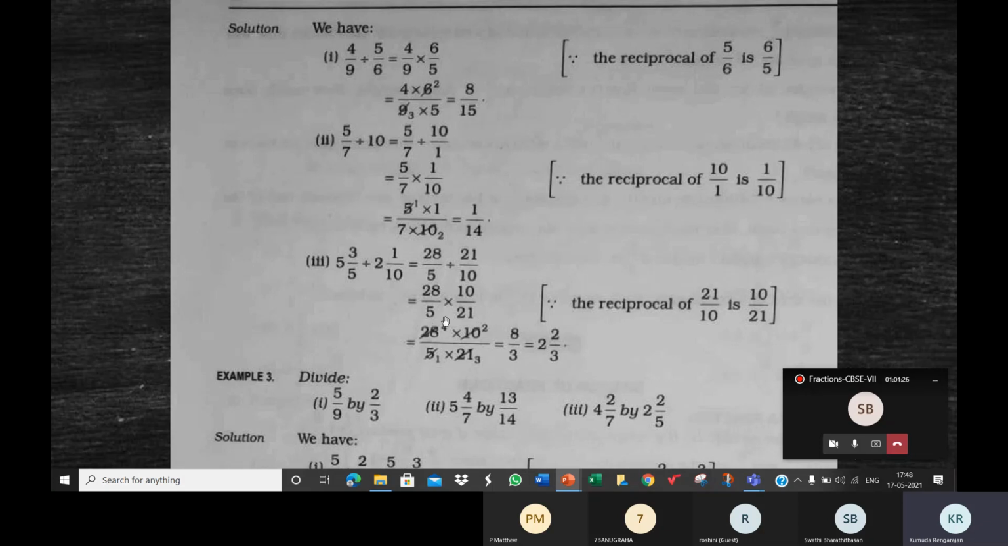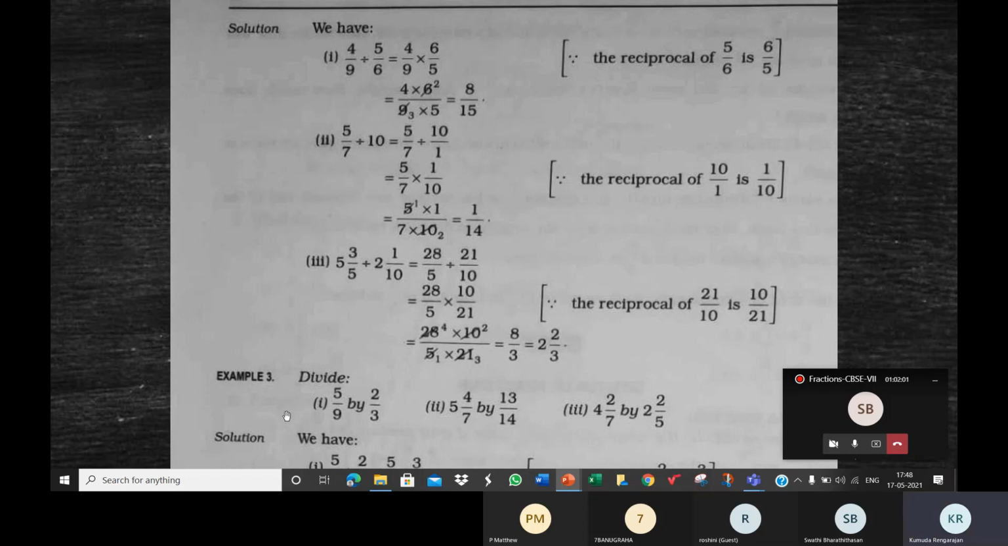You can take any number from the numerator and any number from the denominator. So here they've taken 5 from the denominator and 10 from the numerator, in the tables of 5. Here they've taken 21 and 28 and simplified using the tables of 7. Now 4 twos are 8, 1 three is 3. Now 8 by 3 is 2 2 by 3.